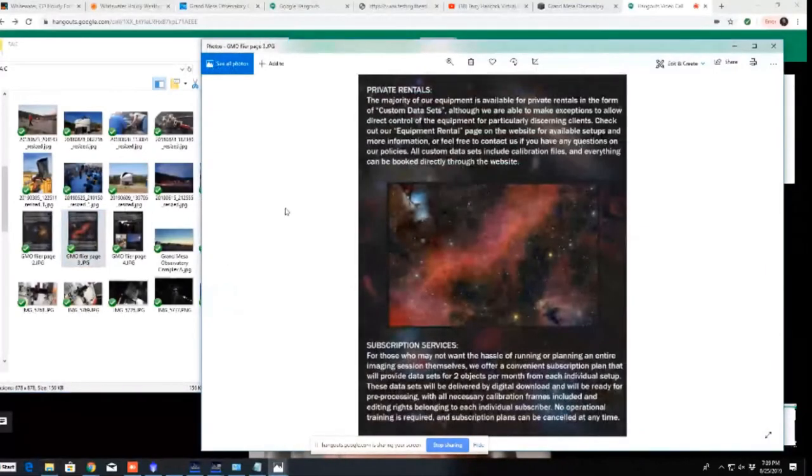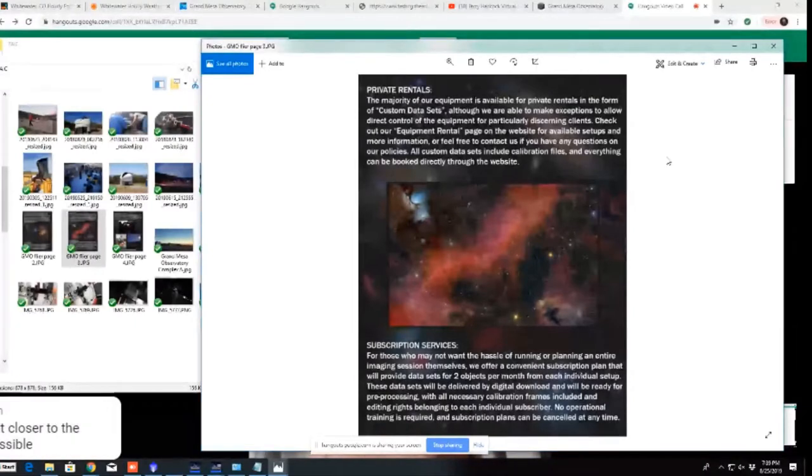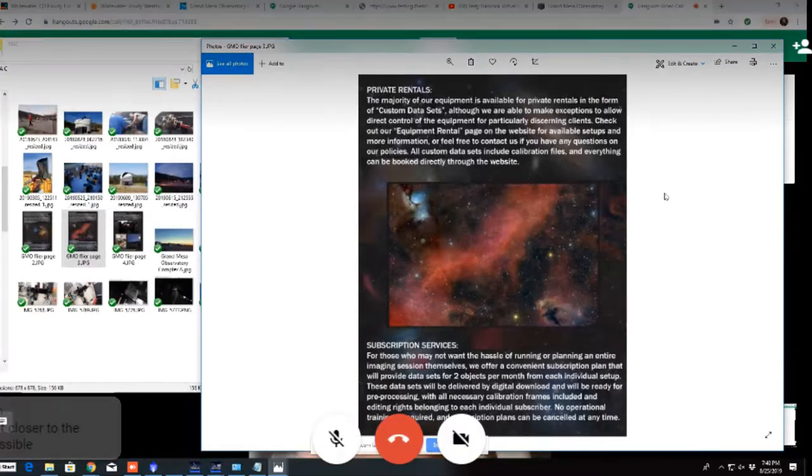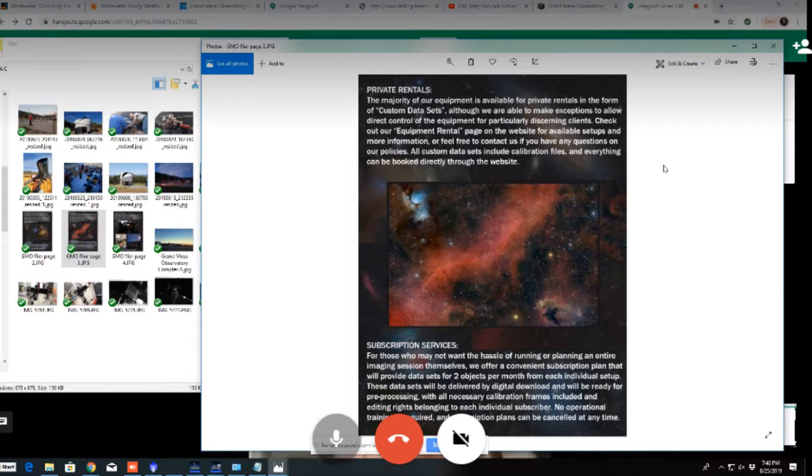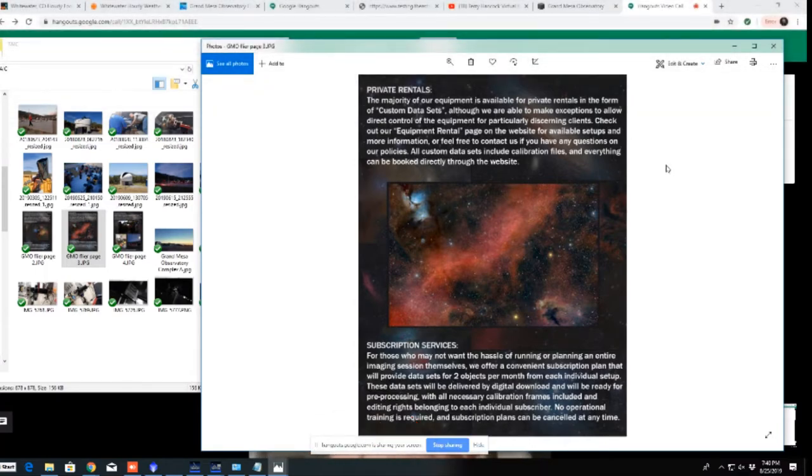We also do private rental. An individual who's experienced with astrophotography can actually hire one of our telescopes, or he can book a custom data set, and I will do the image capturing and provide the customer with the calibrated data.